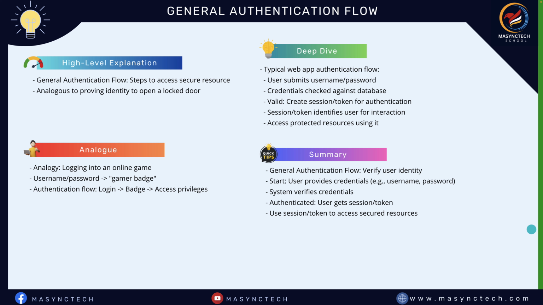Now, in summary, the general authentication flow is a sequence of steps used to verify a user's identity when they try to access a secured service or application. This process usually starts with the user providing credentials like a username and password, which the system then verifies. Once authenticated, the user is granted a session or token that they use to access further secured resources.